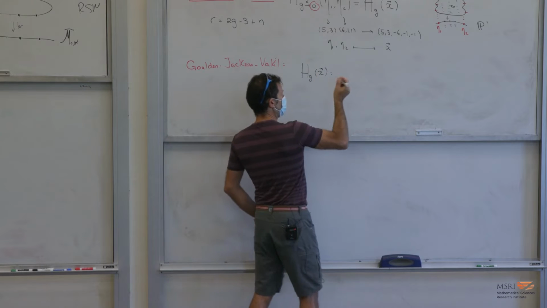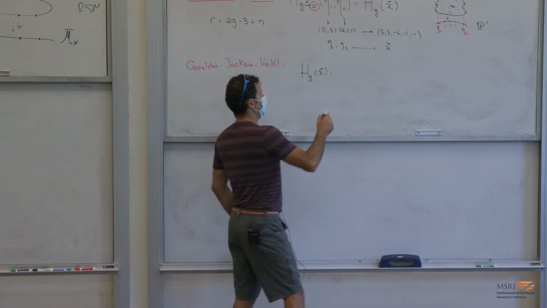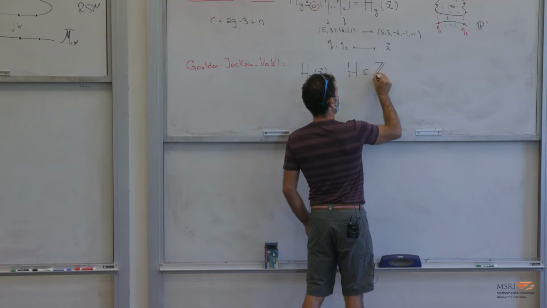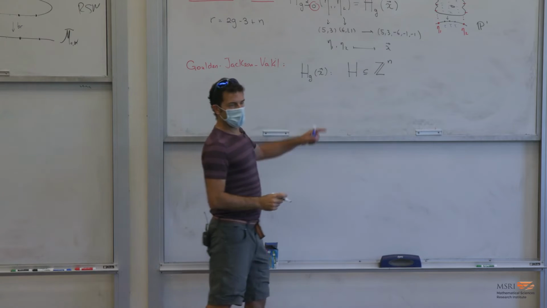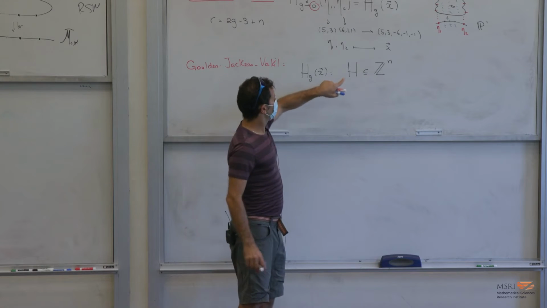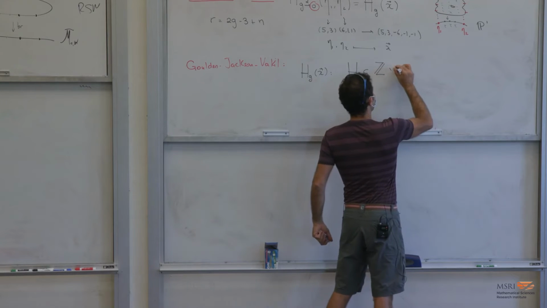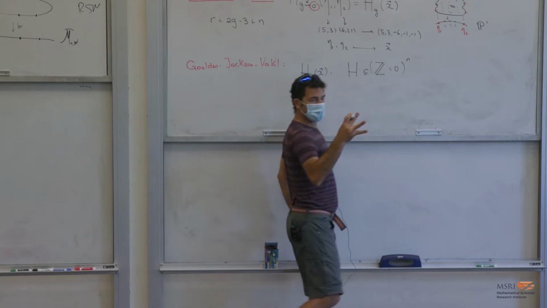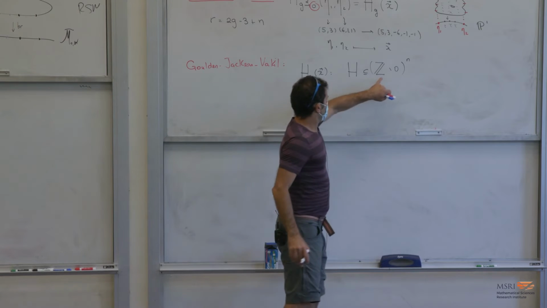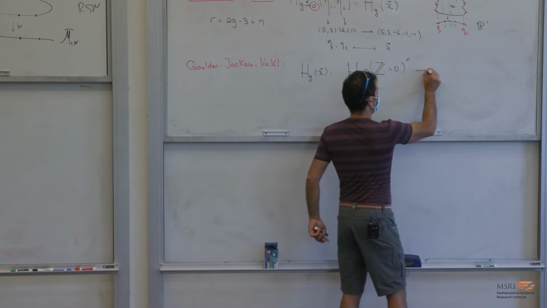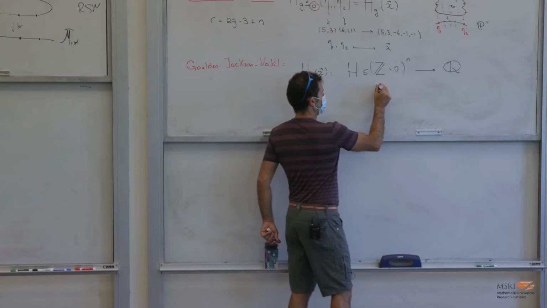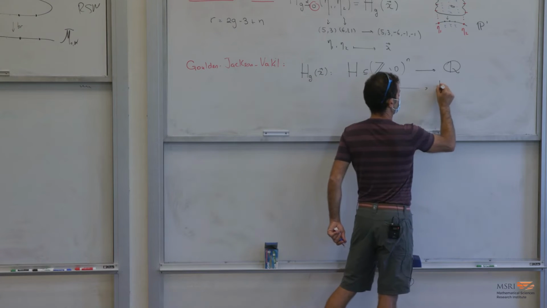double Hurwitz numbers as a function. It's a function from a parameter space, let me say H inside Z to the n. This is where the x lives, like a hyperplane inside Z to the n. Maybe I should say Z minus 0 to the n. I don't want any of the entries to be 0, because that doesn't have geometric meaning. But it's a hyperplane inside this lattice, into Q, that for every x produces the number hg of x.